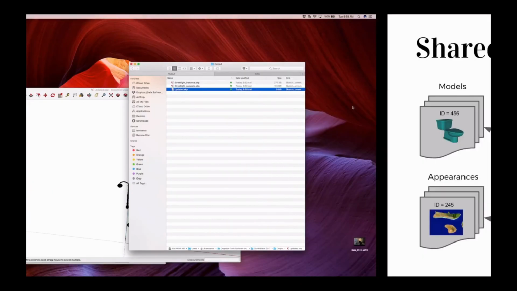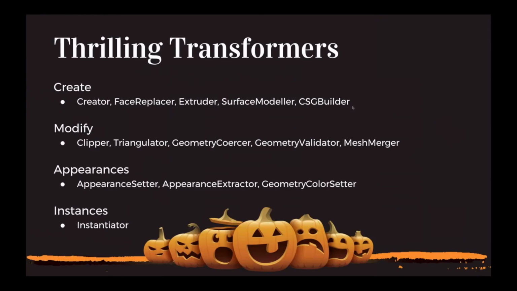All right. So that's pretty much the end of all the demos. These are the transformers that can deal with the sort of 3D objects we've been working with. There are creators, face replacers, extruders, etc., things to create features. You can modify features, set appearances. Now the instances are separate, the instantiator, and I believe one of our VARs offered a beer for anyone who can explain what the instantiator does.